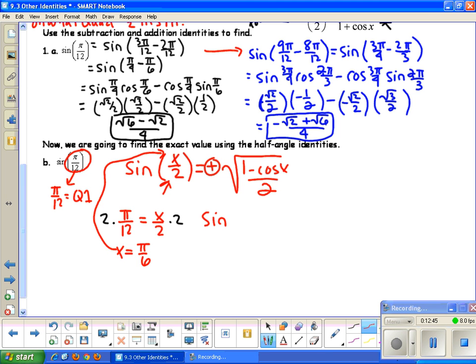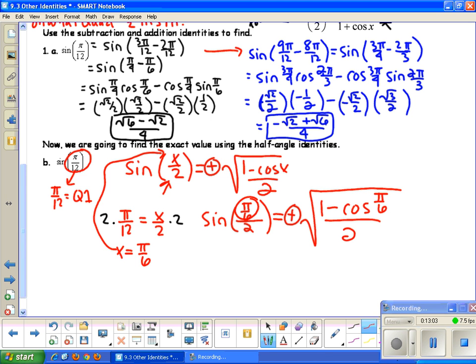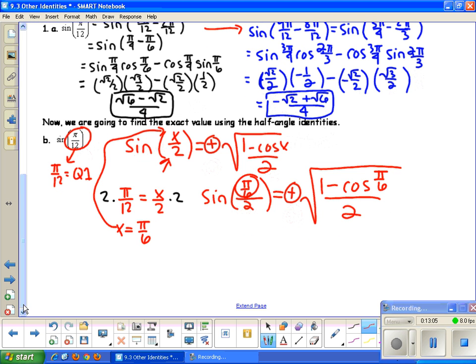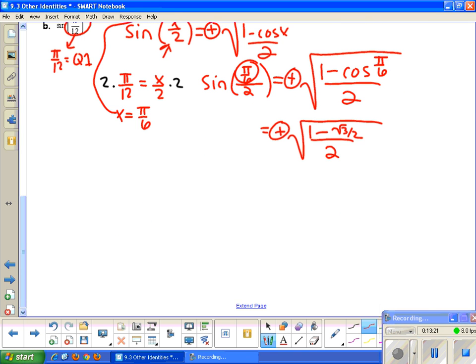So when I plug that in, I get the sine of pi over 6 over 2 equals the positive square root, because we're in quadrant 1, of 1 minus the cosine of, and we're not going to write x now, remember our x value is really pi over 6, so the cosine of pi over 6, divided by 2. So now I want to go ahead and simplify this. So this is equal to the positive square root of 1 minus the cosine of pi over 6, which is root 3 over 2 from your unit circle, divided by 2. And then of course we could keep on going.